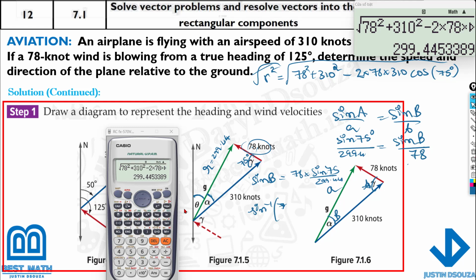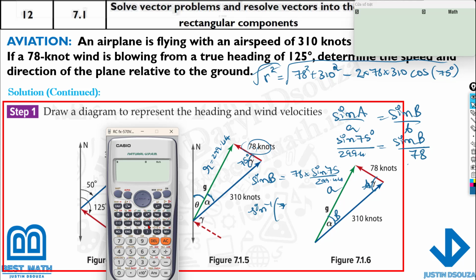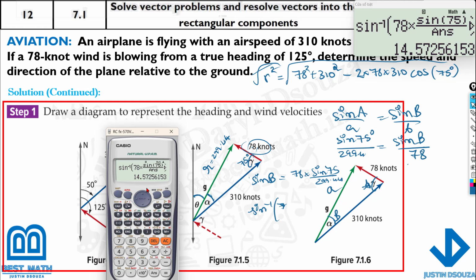Here, this answer was the magnitude of the speed of the plane. Now what you need to do is sine inverse of 78 times sine 75 divided by the answer, because it's already saved over there, 299.44. And okay, we are getting an error. Sine inverse of sine, I've not closed the bracket. You can see here I've forgotten to close the bracket. That's the reason for the error. The answer is 14.57 degrees. Here, this angle is 14.57.